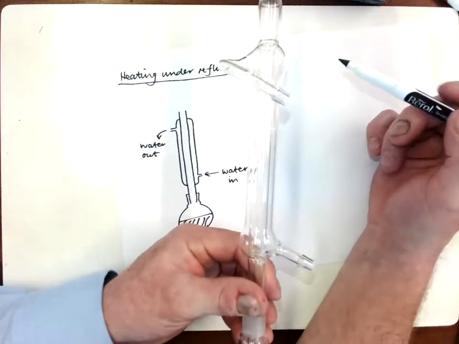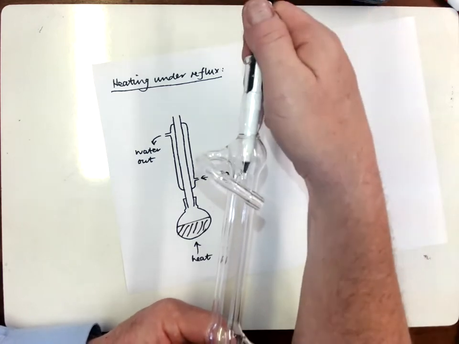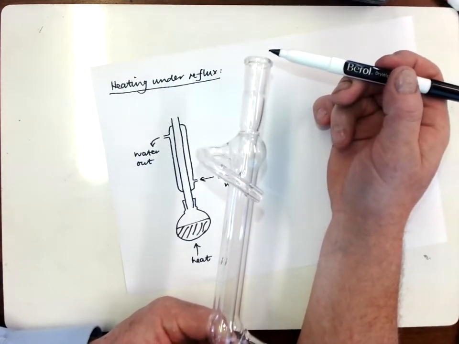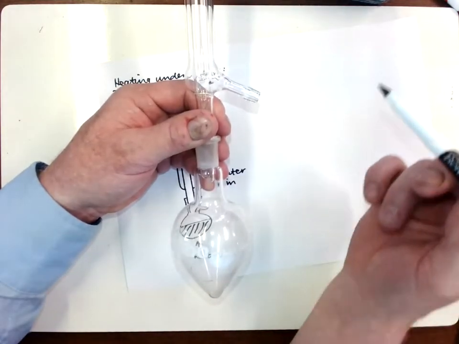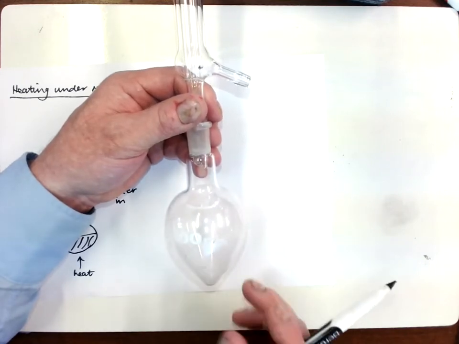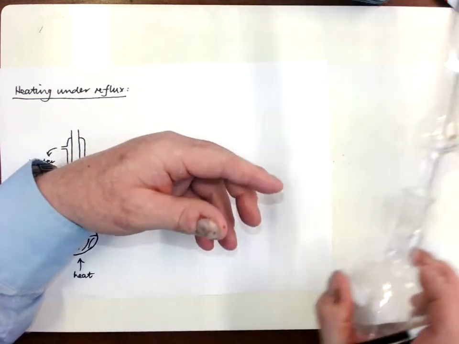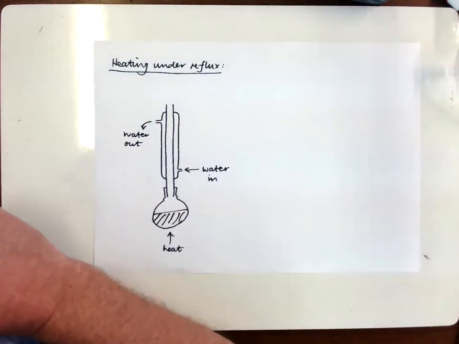And what it does is it prevents any loss. So this is just open here, as you can see. It prevents any loss of anything that's volatile, reactants or products, escaping out into the room, and it means you can keep these things at extremely high temperatures for a very long period of time, breaking all the bonds and getting hopefully as much yield as is possible. Okay, so that's heat under reflux, and that would be your next step.